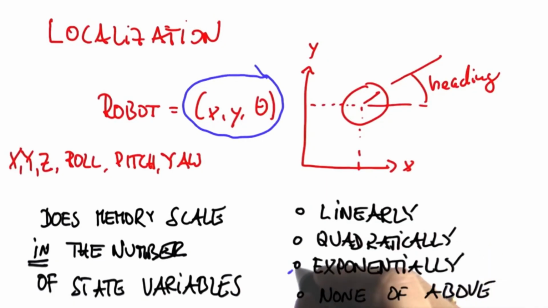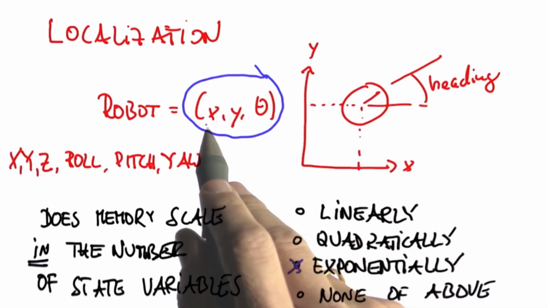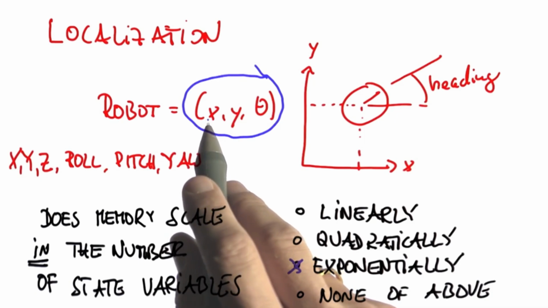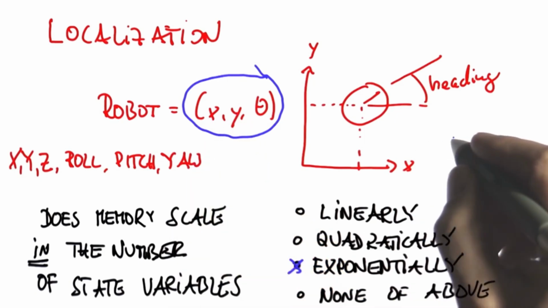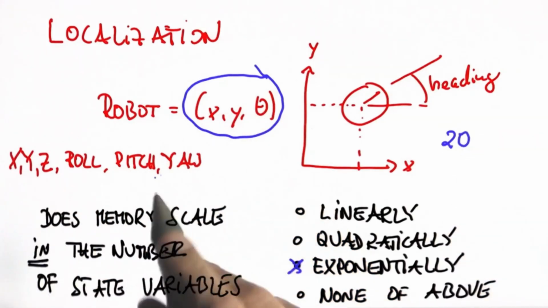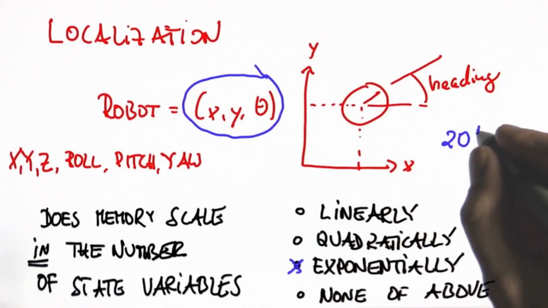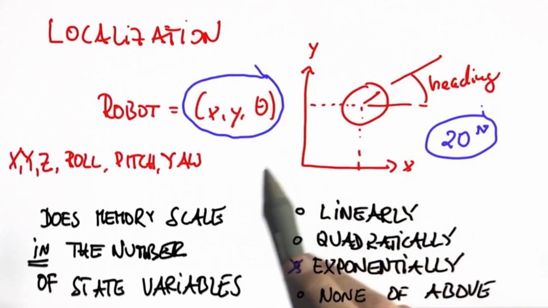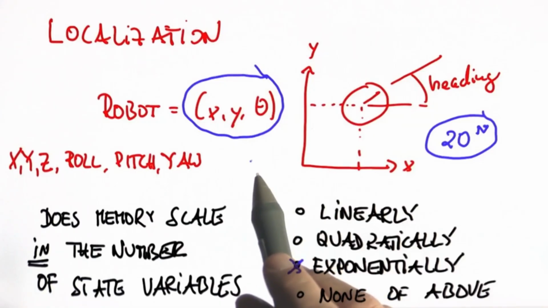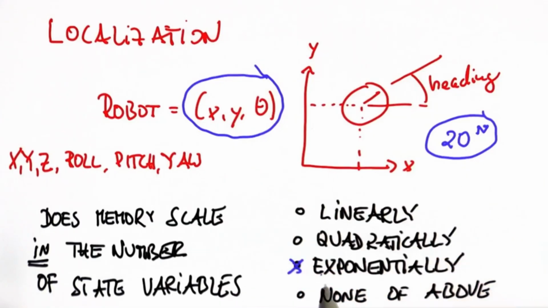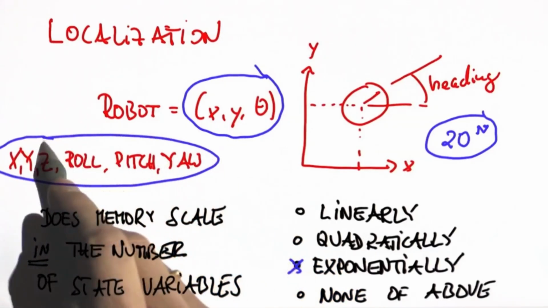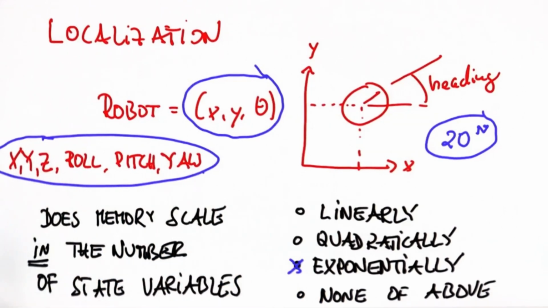And the answer is exponential. Suppose we resolve each variable at a granularity of 20 different values. So there's 20 different bins for x and 20 for y and 20 for theta. Then the joint table over all of those will be 20 to the n, where n is the number of state dimensions. And that's an exponential expression. And there's unfortunately no easy way around it. That's the biggest disadvantage of the grid-based localization method, or the histogram method, that the scale of memory is exponential, which means it's not applicable to even problems with 6 dimensions, because you can't really allocate memory for 6 dimensions.